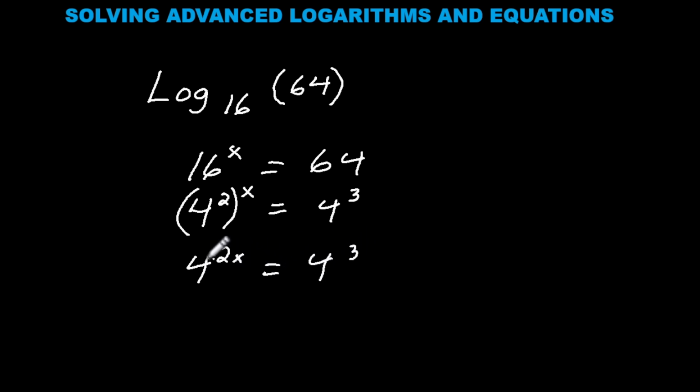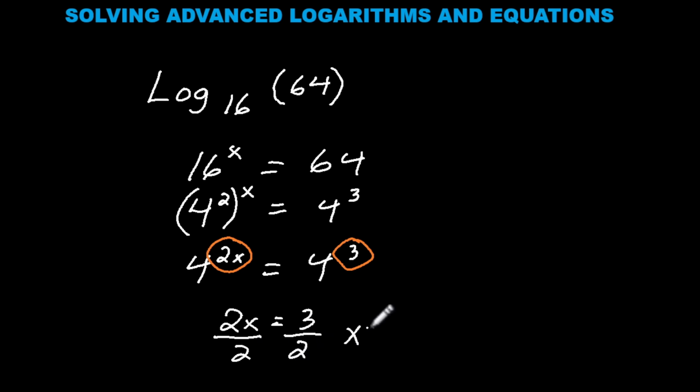Well, when the bases are the same, you can celebrate. The reason why is once the bases are the same, I can set the exponents equal to each other. So in this case, I have 2x equals 3. Then I divide both sides by 2, and what I get is x equals 3 over 2, or 1.5.